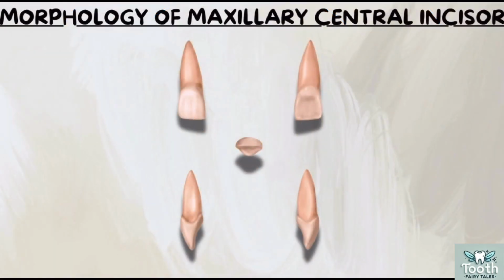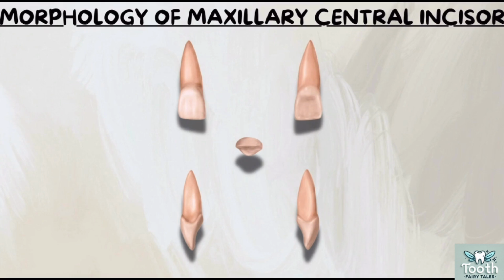Welcome to the Dental Anatomy lecture series. In this video, we will be discussing the morphology of the permanent maxillary central incisor. Permanent maxillary central incisors are a part of the anterior teeth in the maxillary arch. These teeth are important for aesthetics and speech and also for incising food.